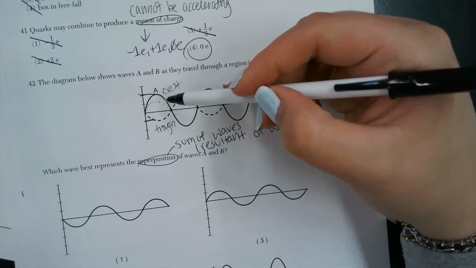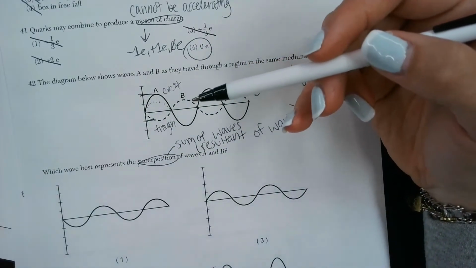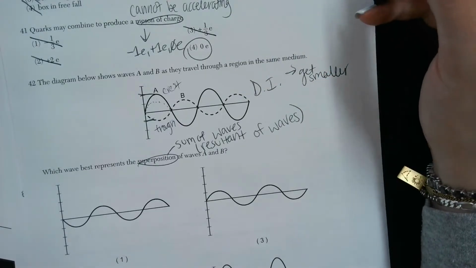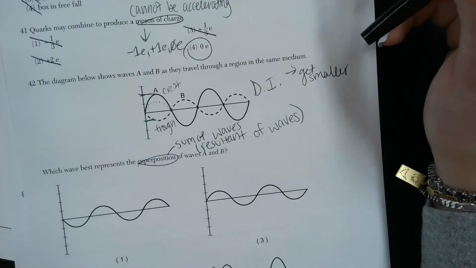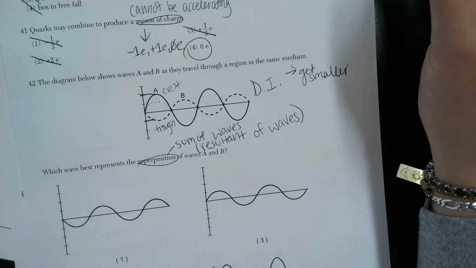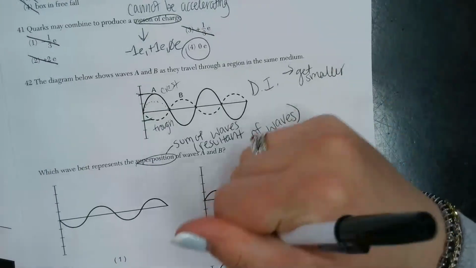And because A is larger than B, it is going to supersede, like what side are we starting on, top or bottom. So because A is much larger in amplitude than wave B is, that superposition wave will be above the x-axis. So it's answer choice 3.